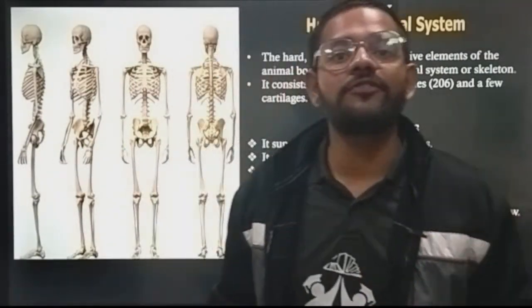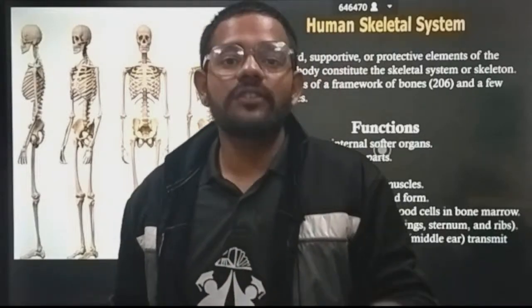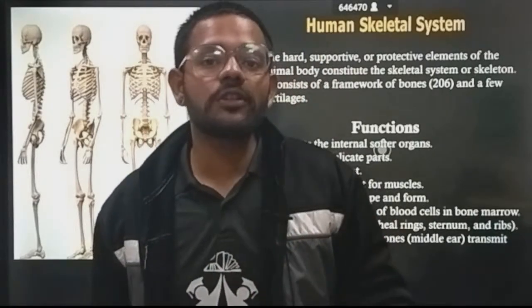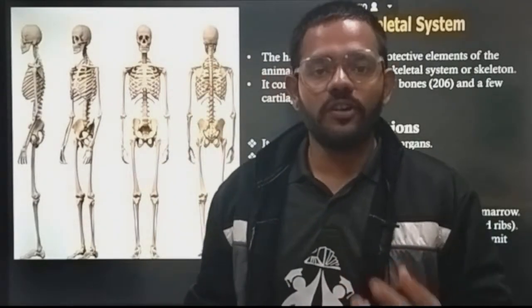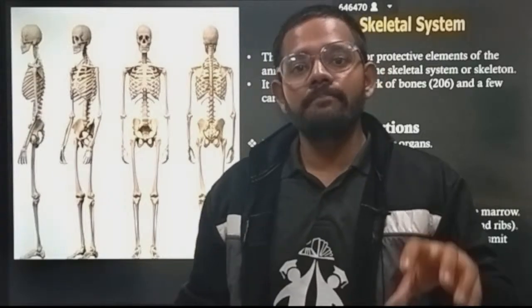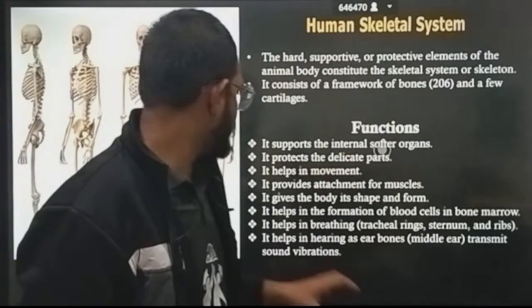Next is that it helps in breathing: tracheal rings, sternum and ribs. These all things form the rib cage. Due to that rib cage you will control the pressures which are applied on the lungs. It will give a home to your lungs, heart, all these things. So it helps in your breathing.